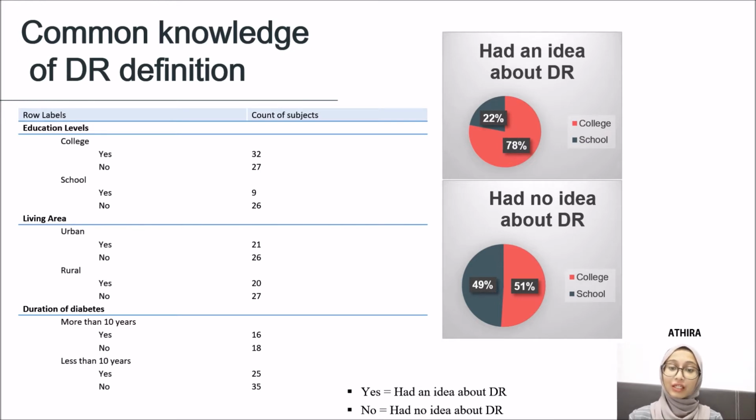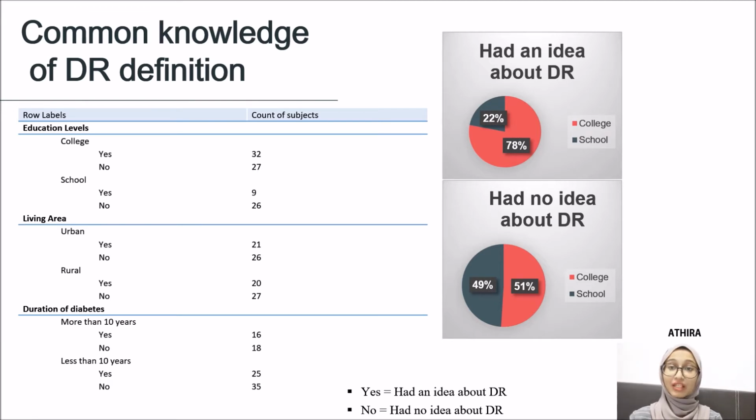College level and school level of education give percentages of 51% and 49% respectively. However, school level of education has a higher result in having no idea of diabetic retinopathy and having an idea about diabetic retinopathy, with 26 subjects and 9 subjects respectively.